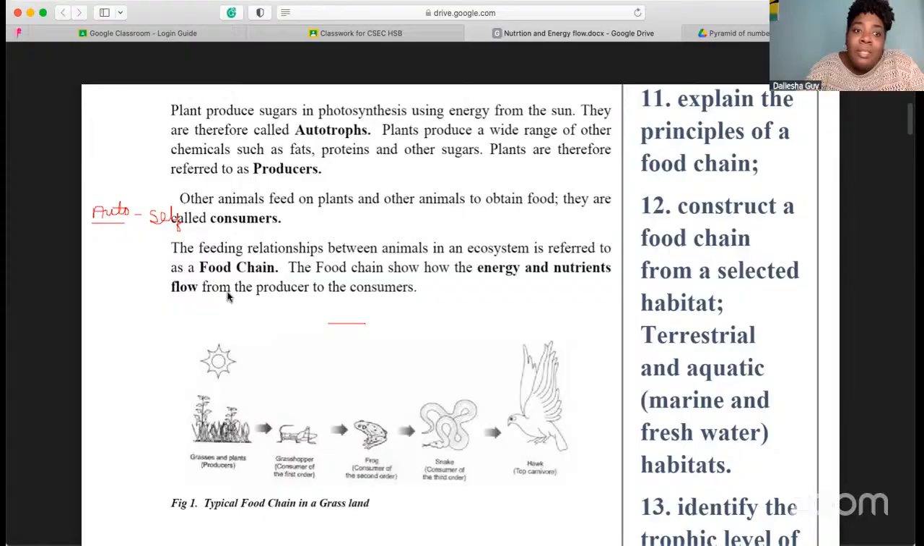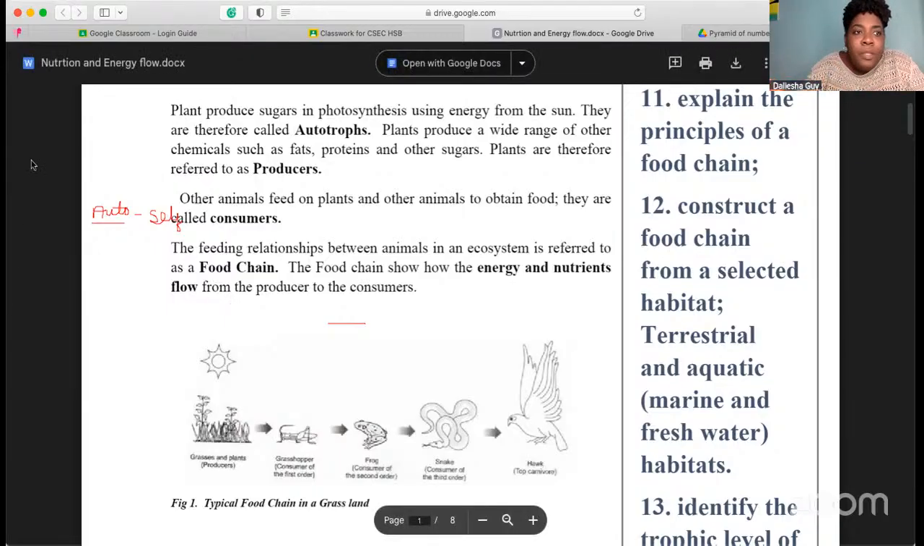The next thing to note about a food chain is that it shows a single feeding relationship. I'm going to discuss it. A single cycle of a feeding relationship. So the food chain starts off with the producer. Please do not put the sun in the food chain. That's wrong. So the food chain basically shows us how nutrients flow in the ecosystem.